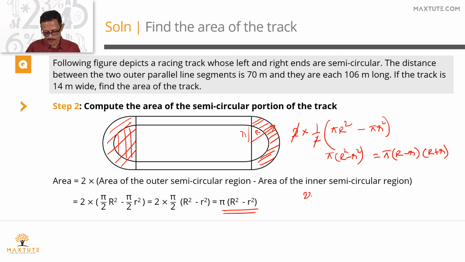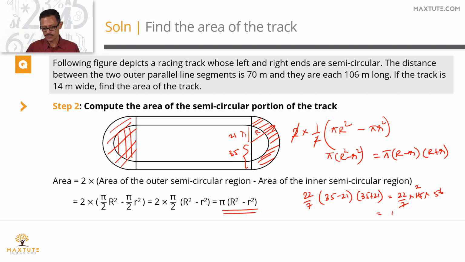Pi is equal to 22 by 7. Capital R is equal to 35, that we know. Small r is equal to 21. So R minus r is 35 minus 21. R plus r is 35 plus 21. So this is equal to 22 upon 7 into 35 minus 21, which is 14, into 35 plus 21, which is 56. This cancels to leave us with a 2.